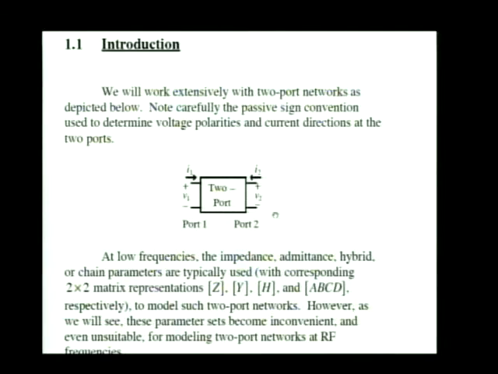The convention for the direction of current flow, on the other hand, is that current flow for any port on a two-port network is defined as the current flowing into the top port. So I1 is defined as the current flowing into the top terminal of port 1. I2 is the current flowing into the top terminal at port 2.